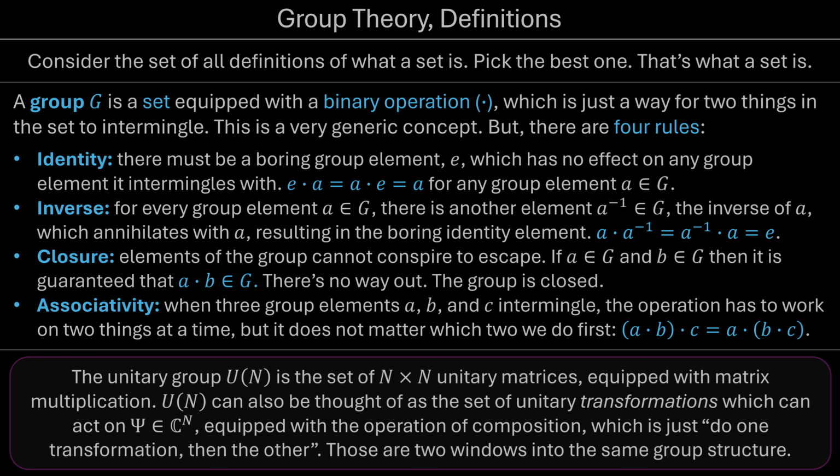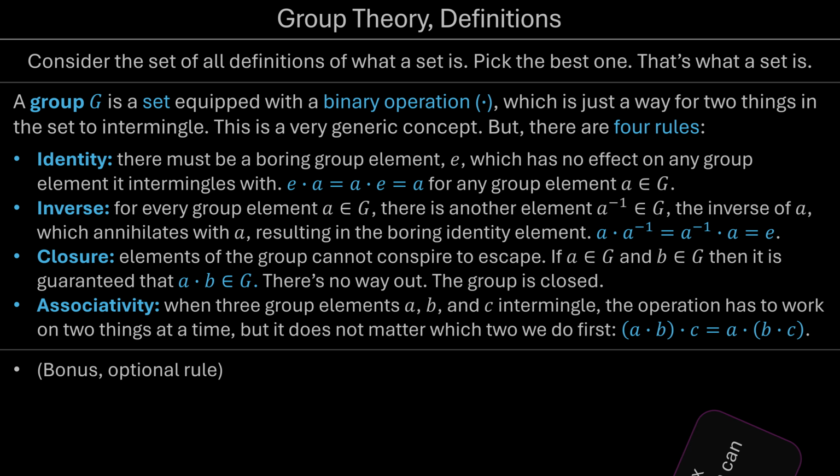So with these four rules, you can actually draw a lot of conclusions, and that's why group theory is so powerful, because it's so generic, and yet it has just enough structure that you can derive all kinds of really powerful results about all kinds of different groups.